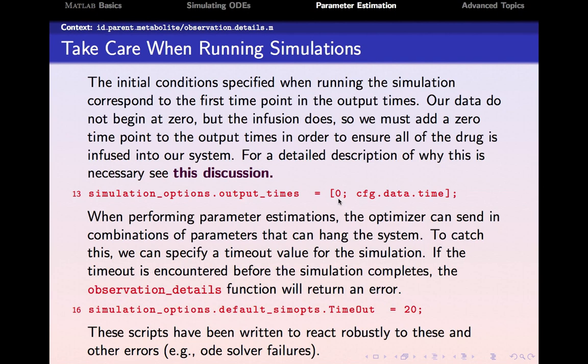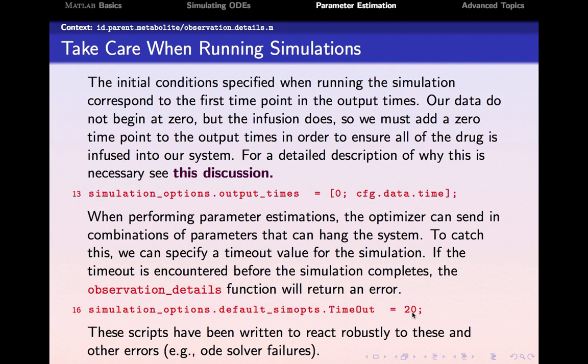One thing that you need to understand is that when we're performing parameter estimation, the optimizer can send in combinations of parameters that are going to hang the system. It means that basically the integrator will keep integrating, but the steps the integrator is taking are so small that it can just take forever to integrate the system forward in time. So what I've done here is I've specified that I want a timeout value of 20. I believe this is a 20-second timeout. So if it takes longer than 20 seconds to integrate the system forward in time, it'll time out.